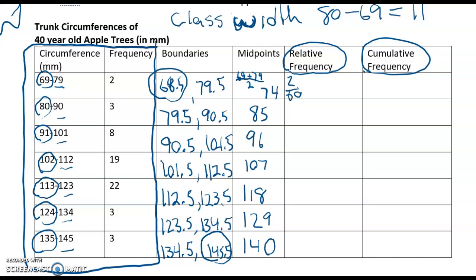So we have the trunk circumferences of 40-year-old apple trees in millimeters, and over on our far left, you can see that we have their circumference classes from 69 to 79, 80 to 90, 91 to 101, 102 to 112, 113 to 123, 124 to 134, and 135 to 145. We determined as a class by subtracting consecutive lower class limits that the class width was 11, and this helped us in finding our midpoints and our boundaries.